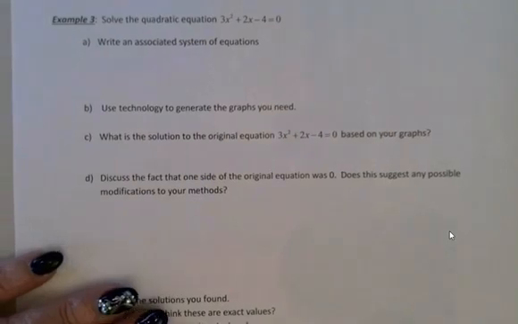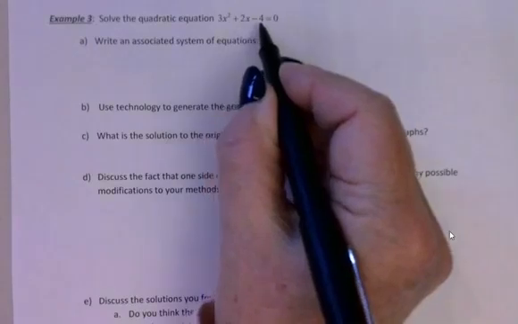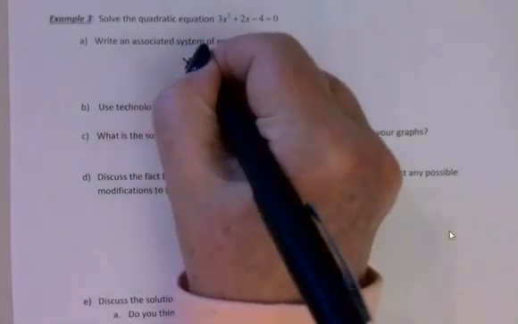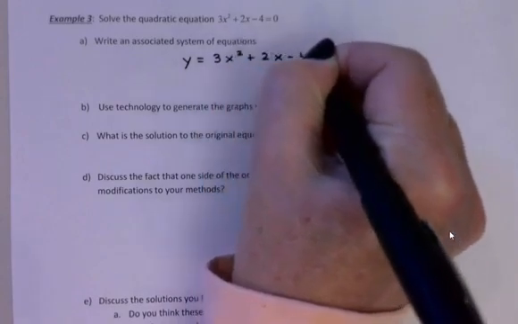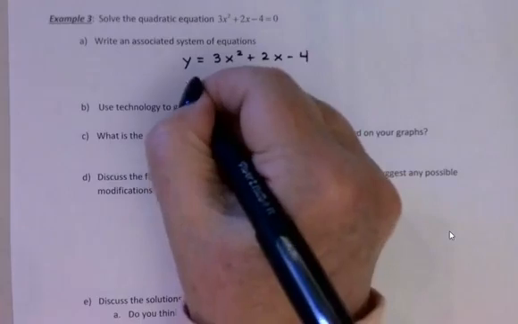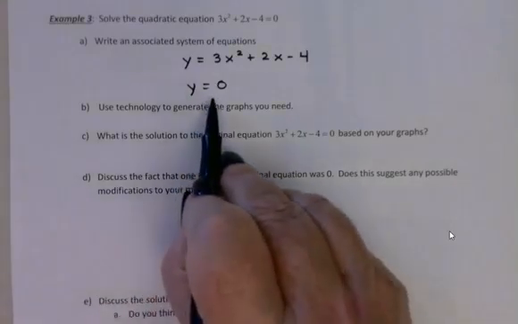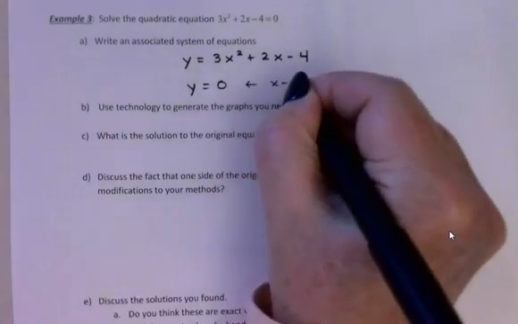All right, how about this one? In example 3, we would like to solve the quadratic equation 3x squared plus 2x minus 4 equals 0. If I'd like to express that as a system, I could write y equals the left-hand side, 3x squared plus 2x minus 4, and then y equals the right-hand side, y equals 0. We'll generate those graphs, but before we do, let's think for a moment about y equals 0. That's really just the x-axis, isn't it?